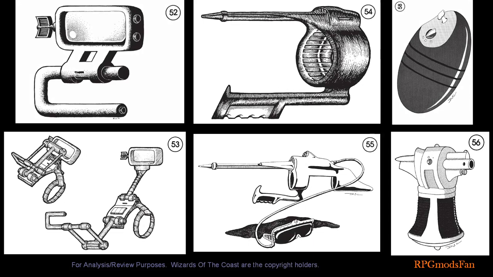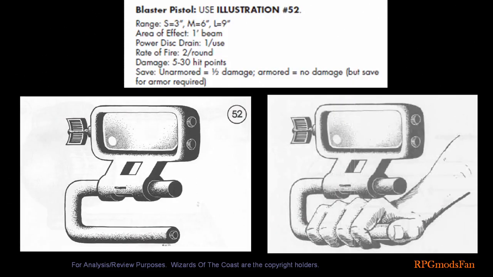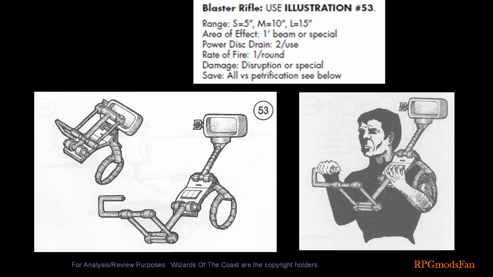Okay, so let me quickly go through these devices. Displayed, believe it or not, is a blaster pistol. Next, displayed is a blaster rifle. How is a humanoid creature supposed to aim this weapon? Ergonomically, it does not make sense.